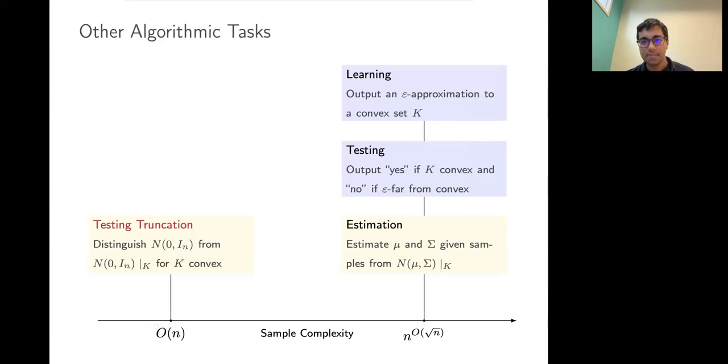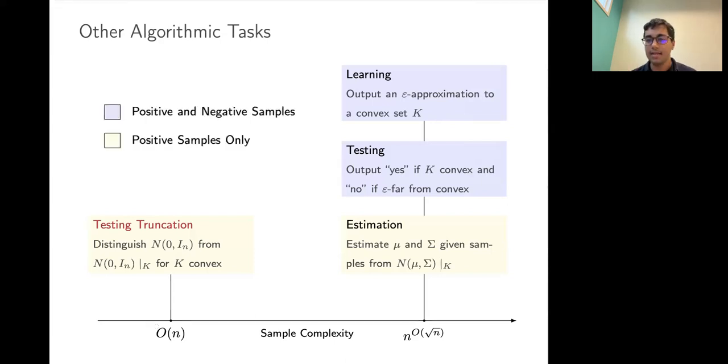And I've colored some of these boxes blue and some of them yellow. That's because in the learning and testing problems, you're getting information about points which are in the set as well as not in the set. Whereas in this testing truncation and in this estimation problem, you're only getting samples from within the set. You're conditioning the Gaussian distribution on the set. So there's some distinction over here as well. So in some sense, this testing truncation is closer to this estimation problem.